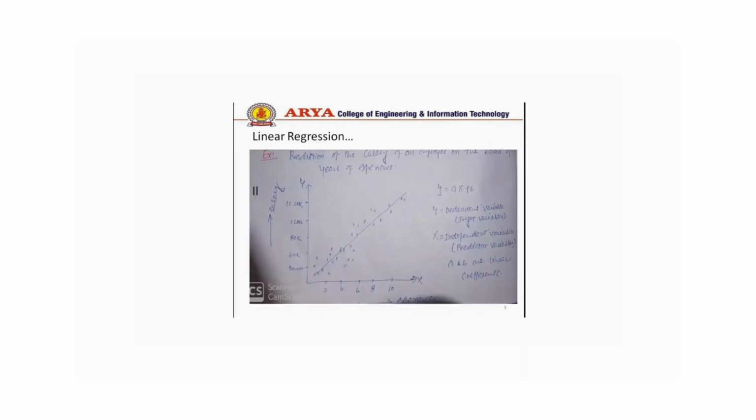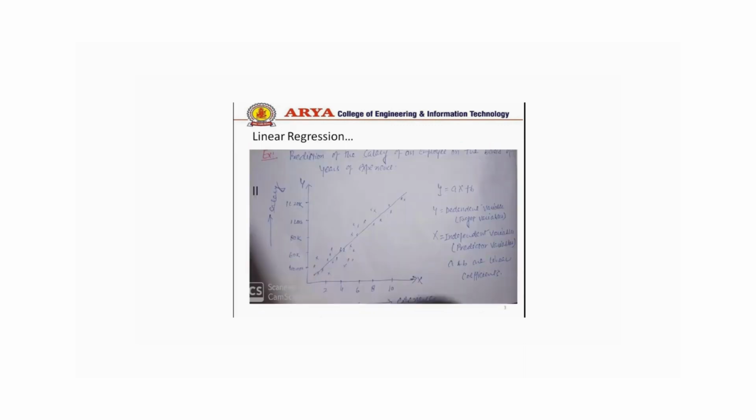If there is only one input variable, then such linear regression is called simple linear regression. And if we have more than one input variable, then the type is known as multiple linear regression. So linear regression can be classified into two types, that is simple linear regression and multiple linear regression.